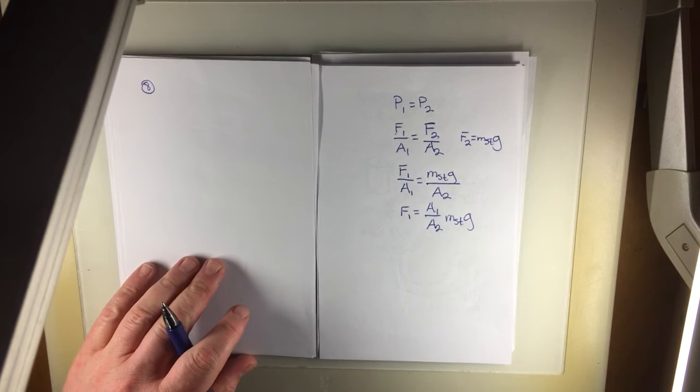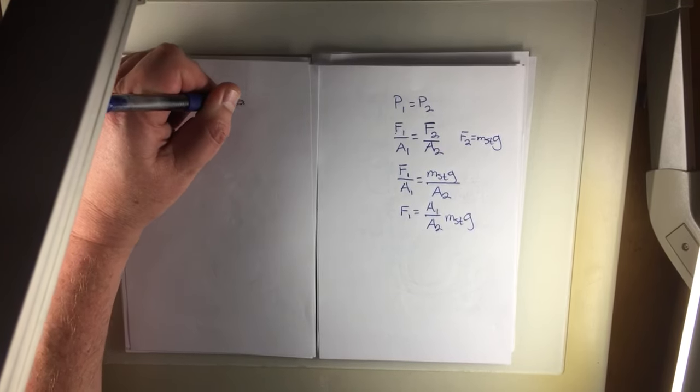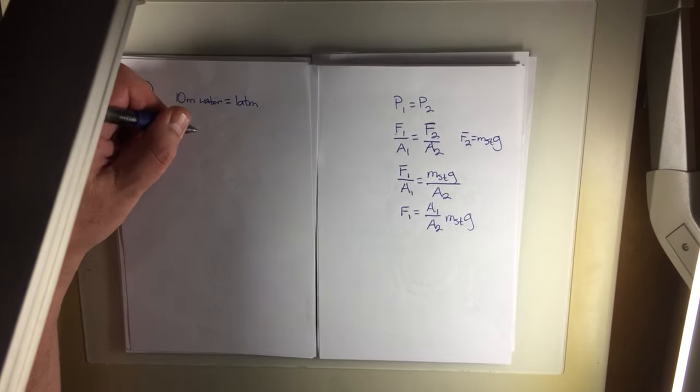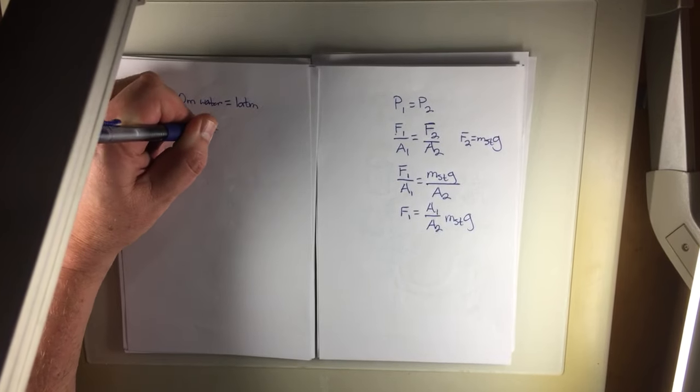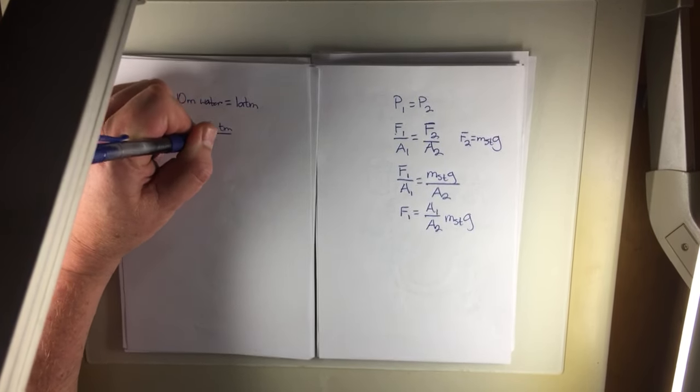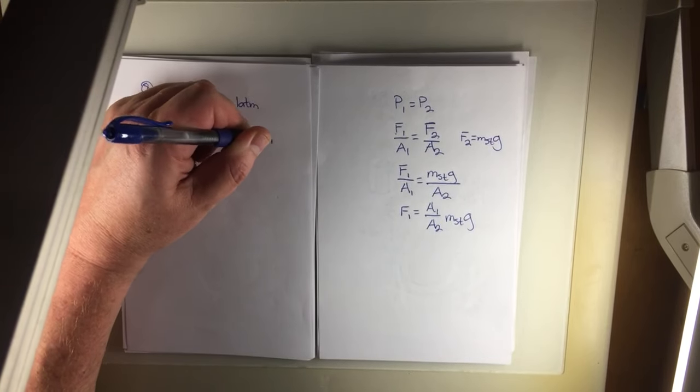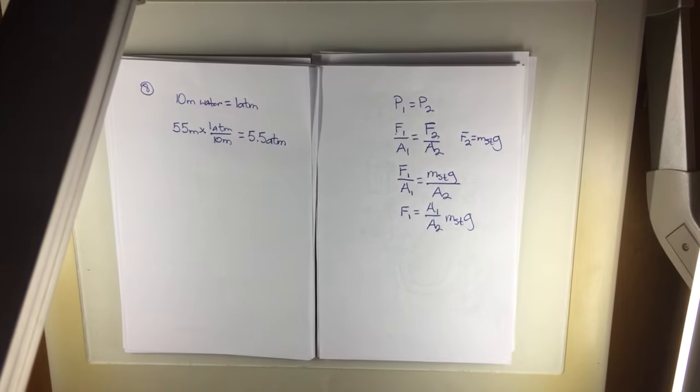All right, number 8. Now 8 is one of those quick things. We can use the rule of thumb. For every 10 meters of water, you get 1 atmosphere. Close enough. So at 55 meters, 1 atmosphere per 10 meters, you get 5.5 atmospheres of water pressure.